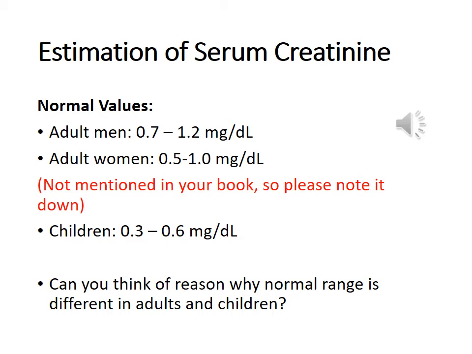Why do you think the range is different for men, women, and children? Well, serum creatinine comes from the breakdown product of the muscle protein. So depending on the muscle mass, the serum creatinine is different. Men have more muscle mass than women, and then adults overall have more muscle mass than children. That's why the values are different.